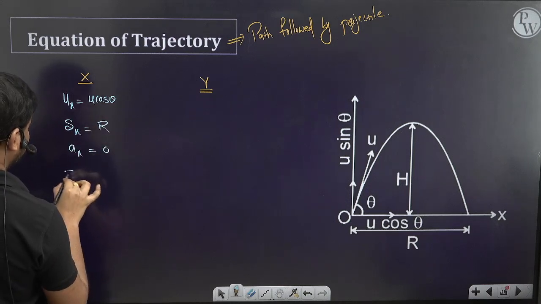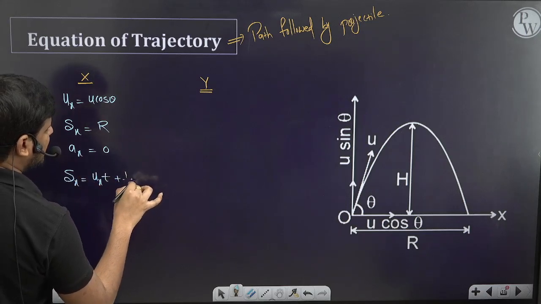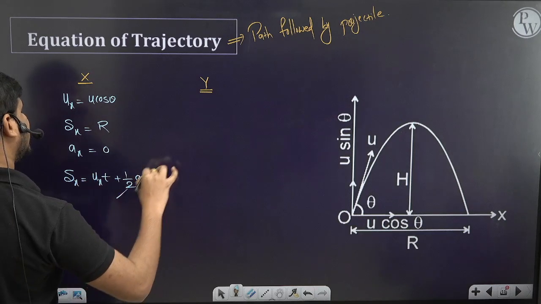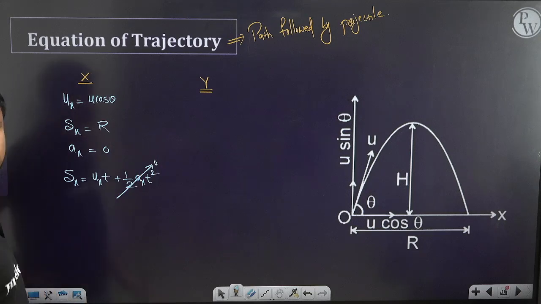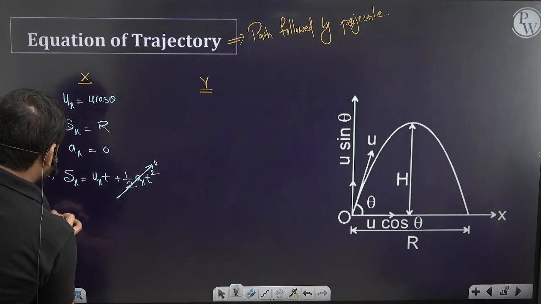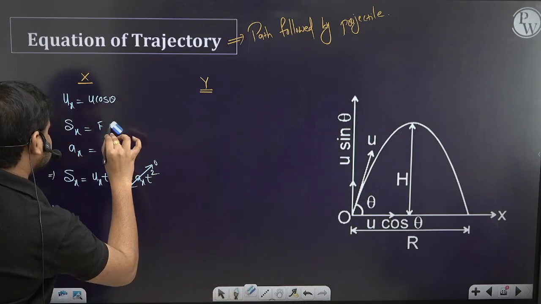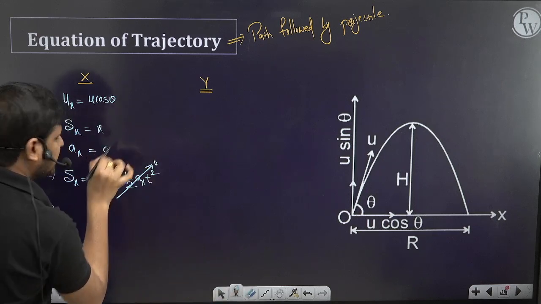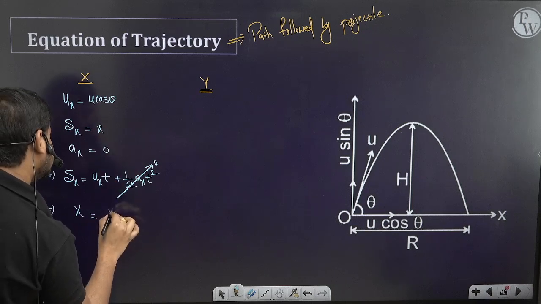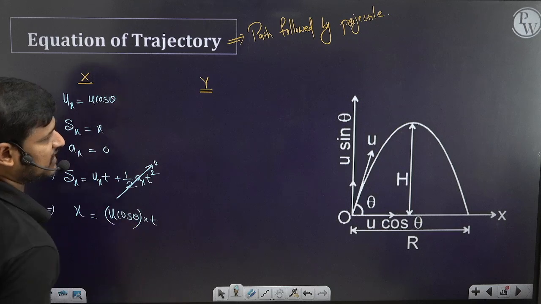Yes or no? So now I am using Sx equals uxt plus half axt square. From here, the acceleration in the x direction is going to be 0, yes or no? So that's why this whole term will become 0. Let the distance covered in the x direction be some x distance, where this x distance equals ux, what is ux? u cos theta, into t, where let the time taken be t.